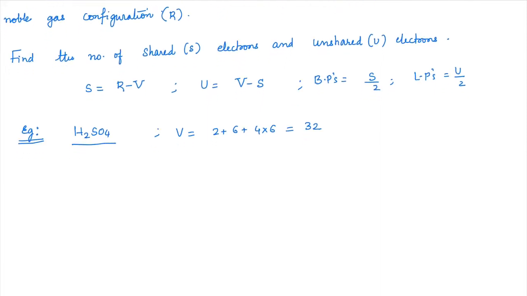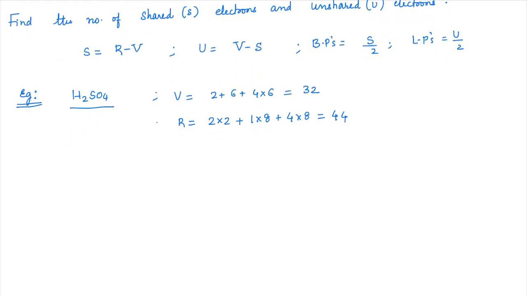Right. Next, what is R? R as in for every element, what is the nearest octet configuration? For hydrogen it is 2 now. So for every hydrogen we require 2 electrons. Plus sulfur, one sulfur requires 8 electrons. 4 oxygens require 8 electrons each. That is ideally completing their octet. So that would be the R value. So for every element, what is the octet completion or duplet completion, that is what you have to write. So that will be the R value.